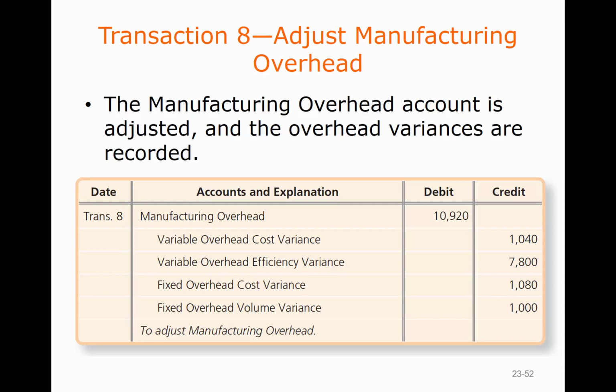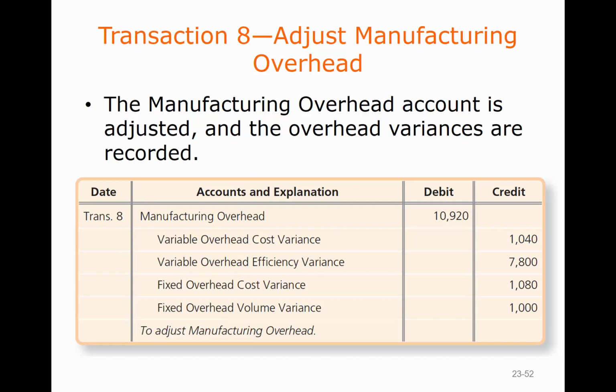So what would happen if we had variances on the credit side? What would you guess? Yeah. What would we do with them? We'd debit them and then we would credit manufacturing overhead. So it's just closing them out at the end of the period.